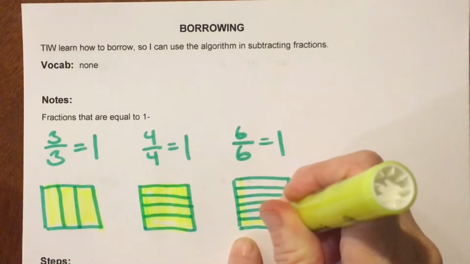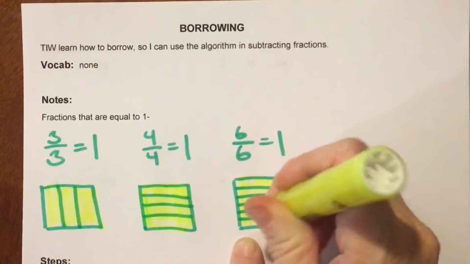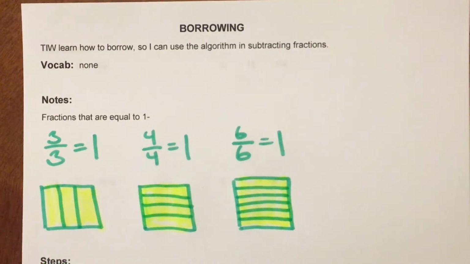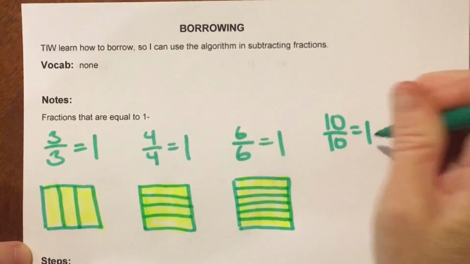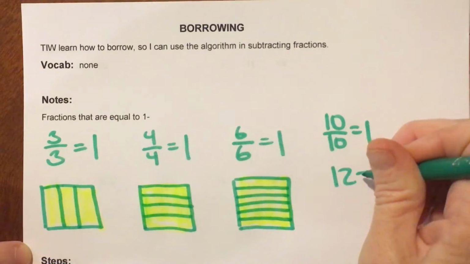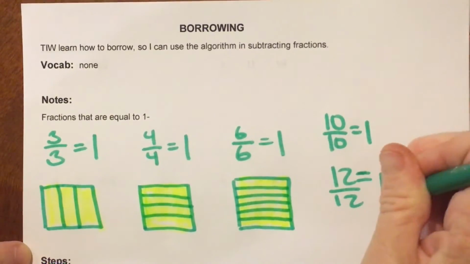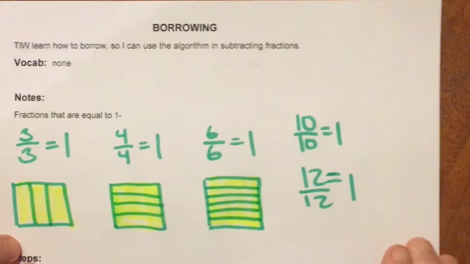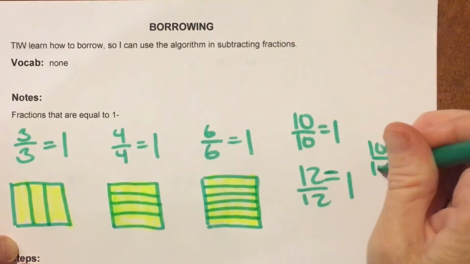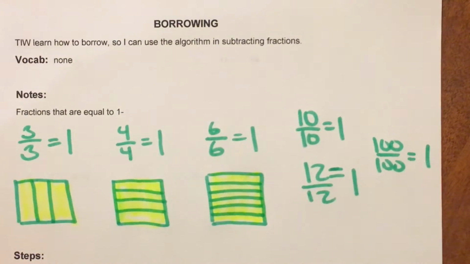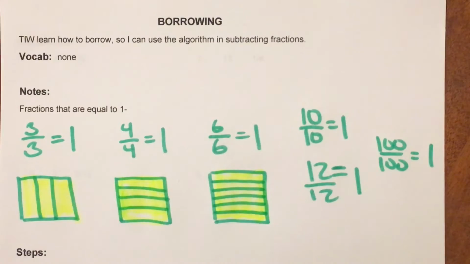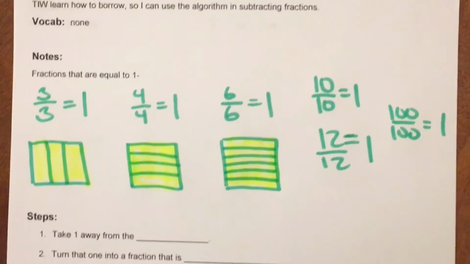So hopefully you're seeing a pattern here, and hopefully you kind of figured it out. Any fraction is equal to 1 as long as the numerator and denominator are the same. So that's why there's an infinite amount. We could say 10/10 equals 1, 12/12 equals 1, even 100/100 equals 1. So any fraction with the same numerator and denominator is worth 1. That's going to be really important to understand for this lesson.